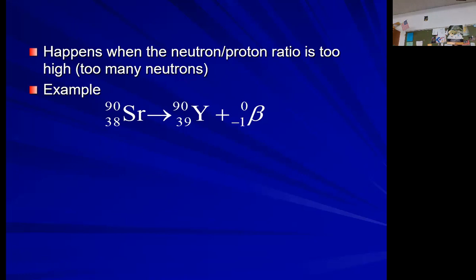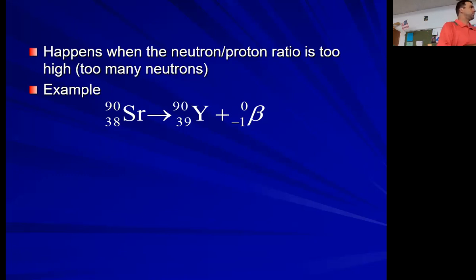Does the mass number in beta decay change? No, because 90 equals 90 plus 0. And now notice 38 equals 39 minus 1. The hardest thing to do is to remember what each particle is. Know that a beta is an electron. Know that an alpha is 4,2 He. Know that a positron is 0,1 e. Alpha is always 4,2 He.